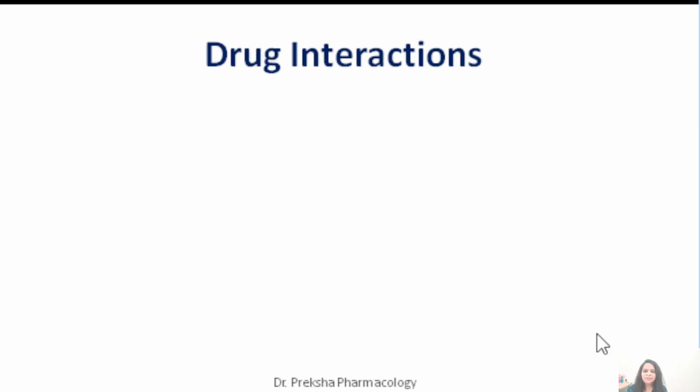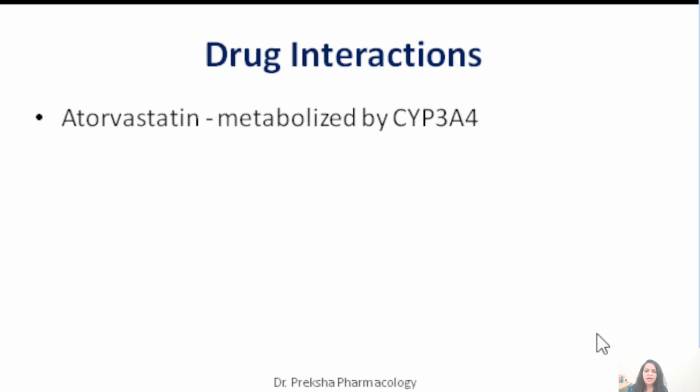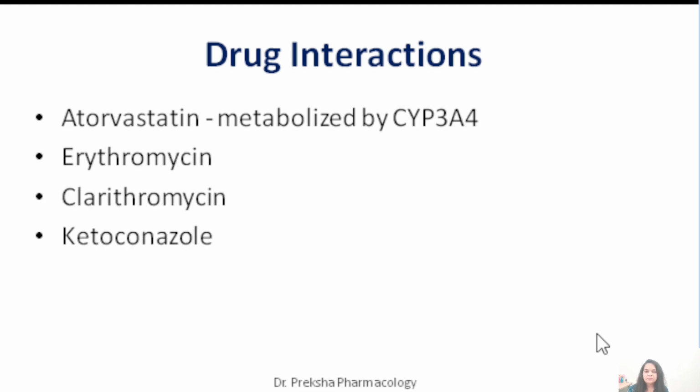Now coming to the drug-drug interactions of statin. Atorvastatin is metabolized by CYP3A4 enzymes, and drugs like erythromycin, clarithromycin and ketoconazole interact with this. Ketoconazole is an antifungal drug. If any of these drugs are given together with atorvastatin, then it can increase the risk of myopathy. You have to closely monitor for the drug-drug interactions and also monitor the liver function test when you are giving atorvastatin for long-term therapy in patients.